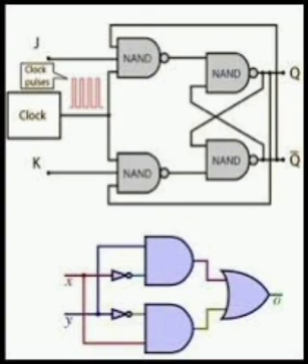D flip-flop: D equal to T XOR Qn. T flip-flop: T equal to D XOR Qn.